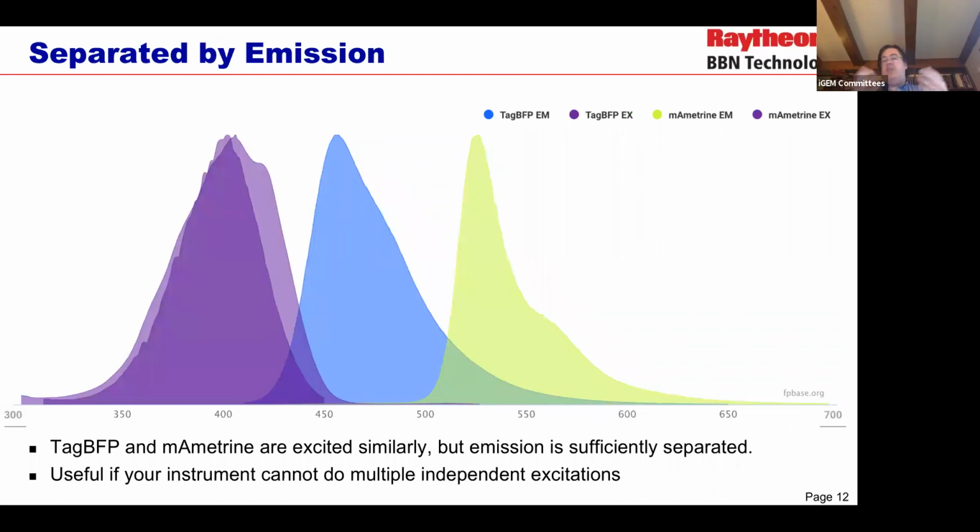If for some reason you can't separate by excitation, for example, you might have a machine that can only do one light source, it can sometimes be possible to separate by emission. Here's an example of that with tag BFP and a molecule called M-ametrin that is stimulated in almost exactly the same range, but emits at a much lower yellow-green range. So you could drop a filter to pull out the blue over here and have that be entirely separate from a filter that's pulling out the yellow-green over here.